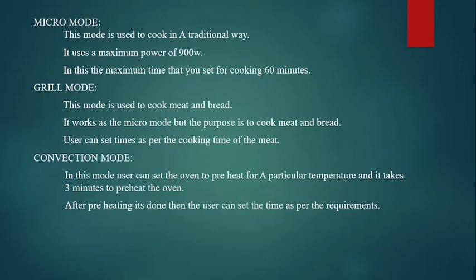Next, grill mode. This mode is used to cook meat and bread. It works like the microwave mode, but the purpose is to cook meat and bread. The user can set the time as per the cooking time of the meat. Convection mode. In this mode, the user can set the oven to preheat to a particular temperature, and it takes 3 minutes to preheat the oven. After preheating is done, the user can set the time as per the requirements.